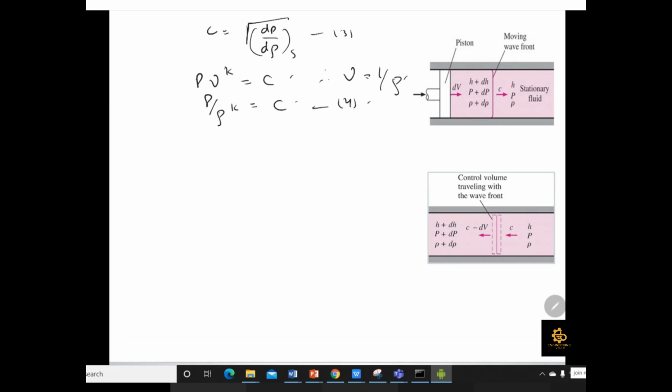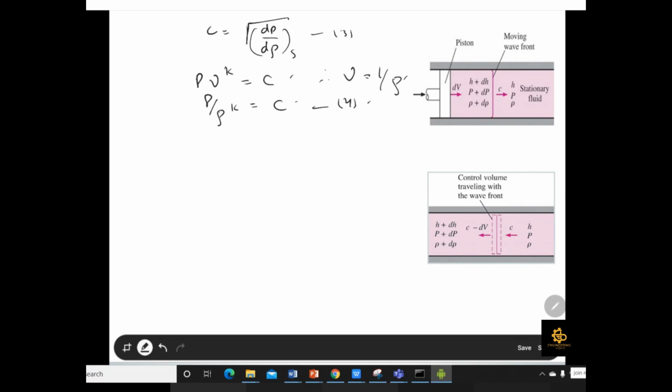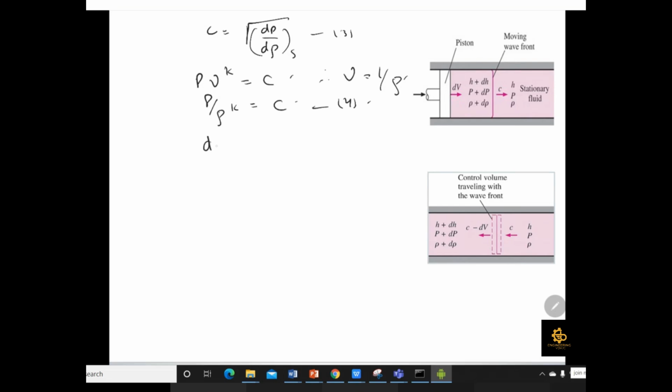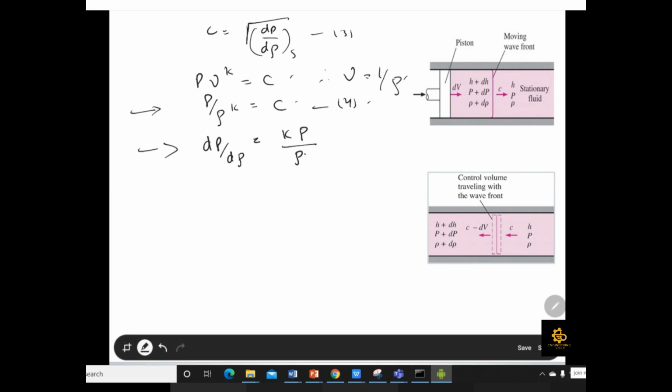After differentiation, you have to apply the differentiation by yourself because it's mathematical knowledge, so you can figure it out. I am writing down the final term: dP by d rho is equal to k P by rho. This is the final term after differentiation of equation number 4, and you can figure this out by yourself.